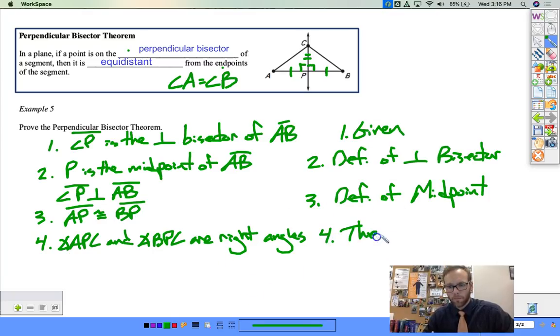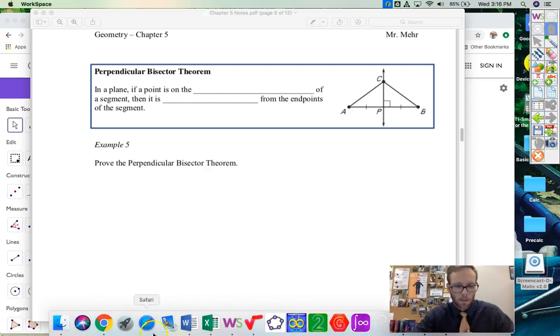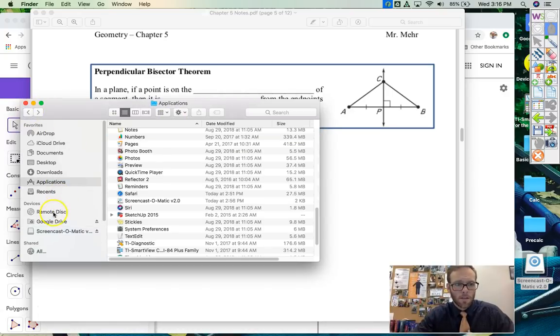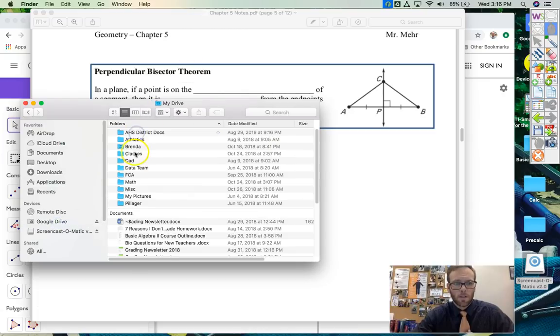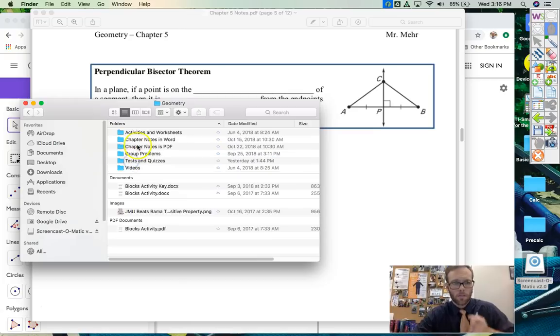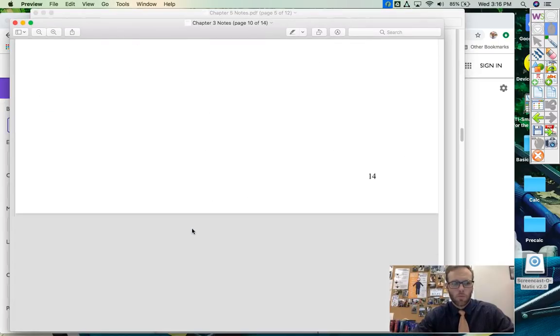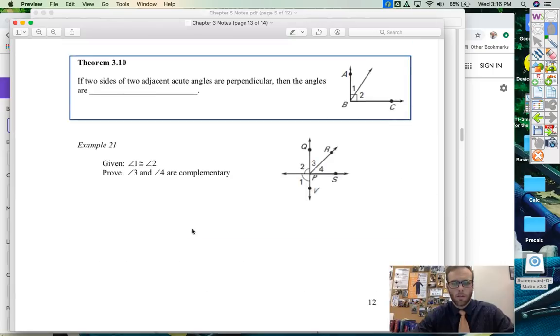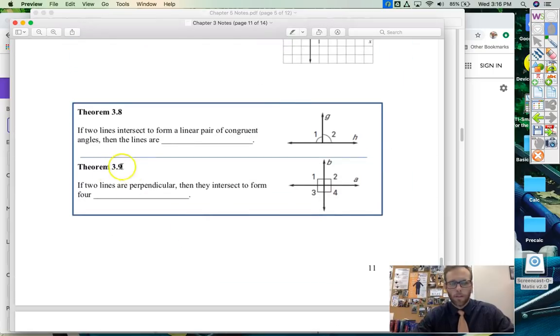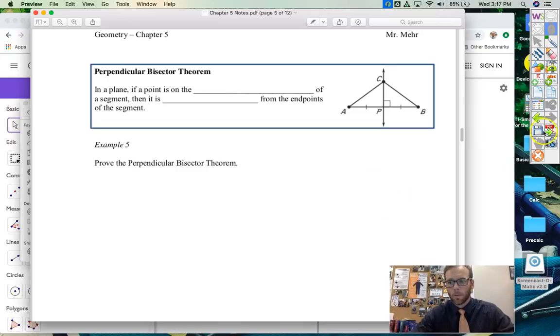Now, what theorem was that again? Theorem 3 point what? Honestly, I don't remember that number off the top of my head. I'm going to have to go into my notes. Let's go back to chapter 3. Where is it? Right there, theorem 3.9. If two lines are perpendicular, then they intersect to form 4 right angles. That's what we needed. We needed theorem 3.9, didn't we?